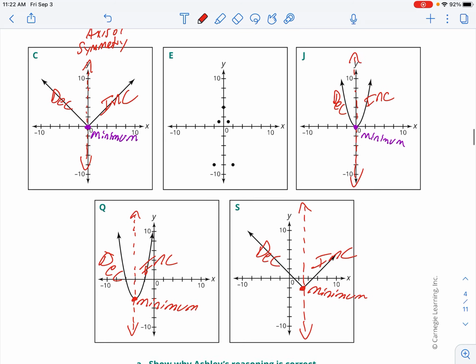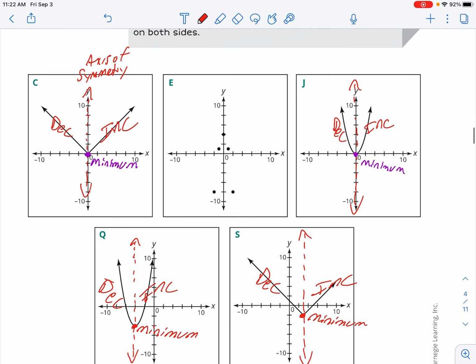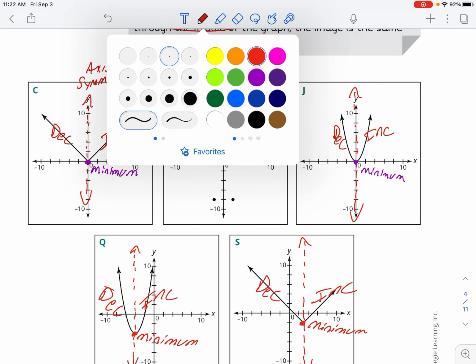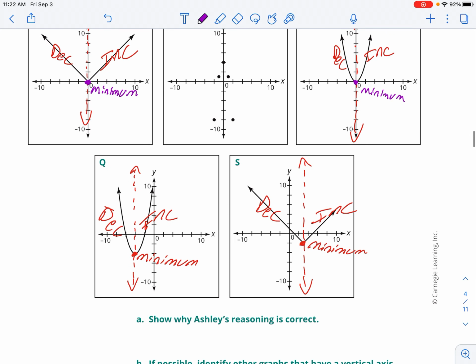Okay. Now, these graphs, I'm going to start giving them special names. Instead of the V-shaped or U-shaped, let's talk about the special names for each one. On letter C, when it is V-shaped, this is what we call an absolute value graph. That's its official name. When it's U-shaped, like on J, we call that a quadratic graph. So this is a quadratic, and this is an absolute value.